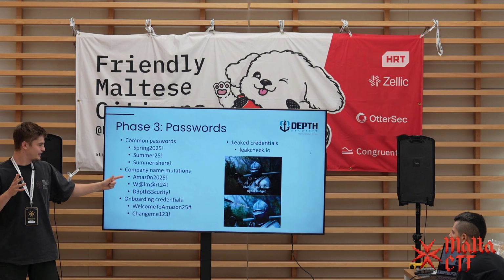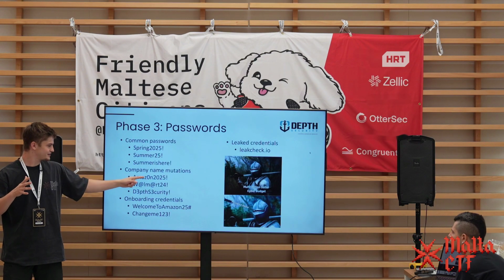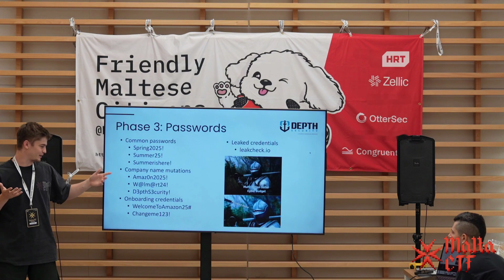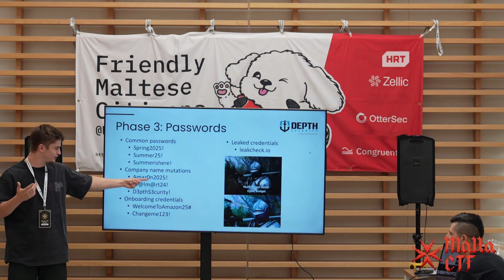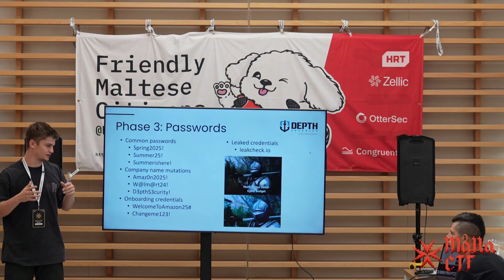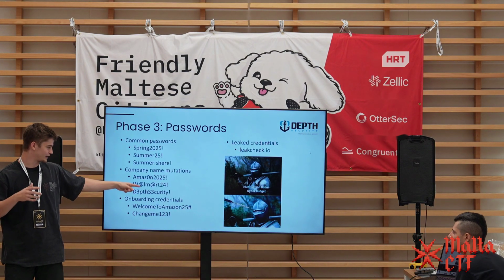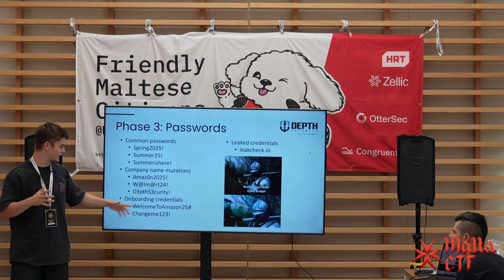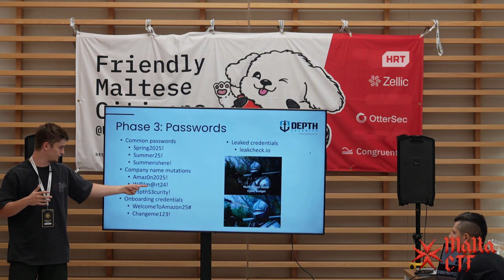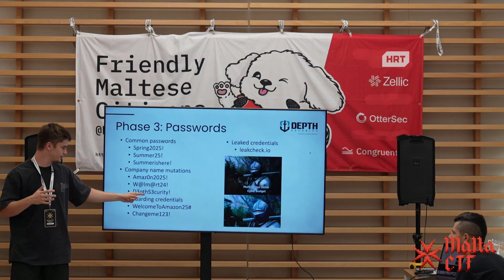Next thing that I'll try is company name mutations. So if I was trying to password spray against Amazon, I would try something like the company name with, sometimes I'll use leet speak, which is switching an O for a 0 or an A for an ampersand. And I'll add the current year and a special character. Here's another example for Walmart where I'm switching out A's for ampersands.